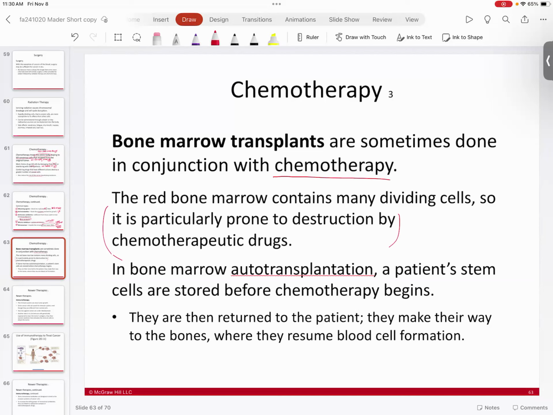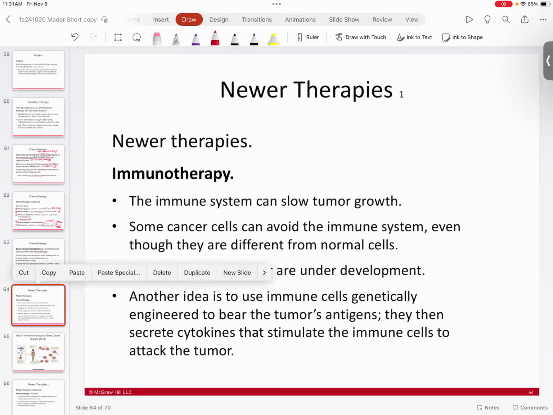And so oftentimes we'll do what's called autotransplantation, where basically a patient's stem cells are stored before chemotherapy begins. So these are healthy, right? We're not talking about leukemia here. These are healthy stem cells. And then they're returned to the patient. You basically administer these back to the patients so that they can basically resume normal blood cell formation, right? Because you're going to knock all these cells out. And so you're going to reseed them with their stem cells so that you can kind of restore normalcy.